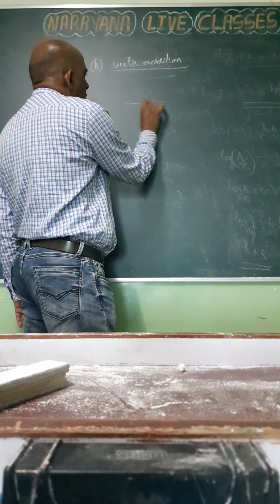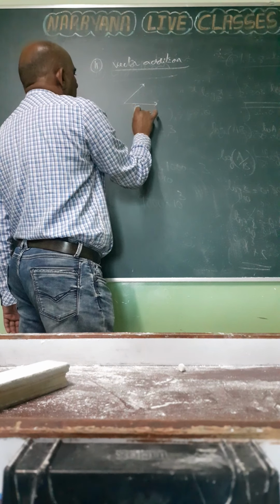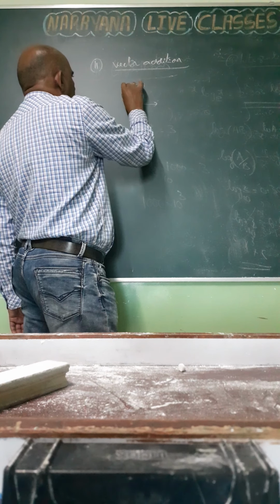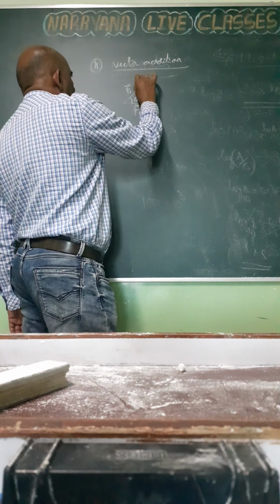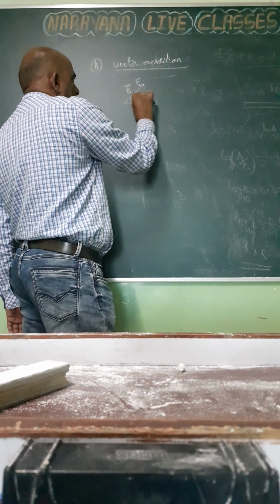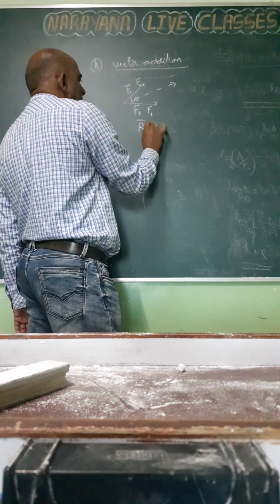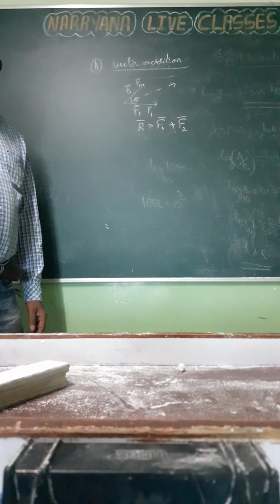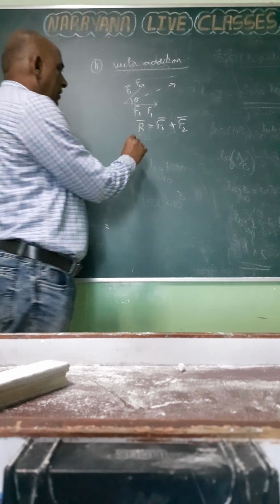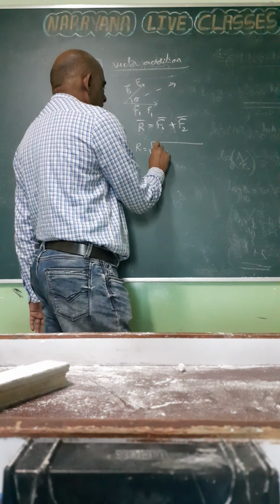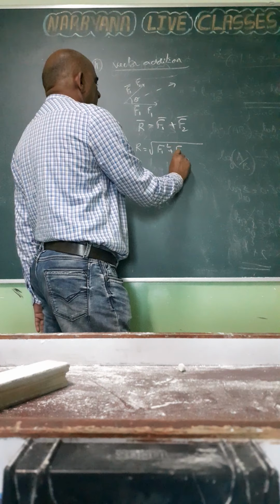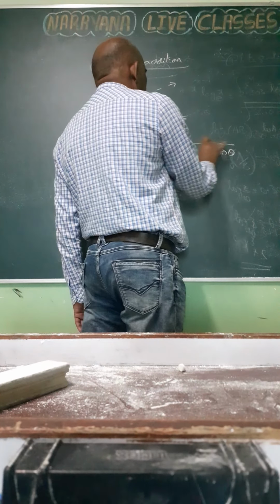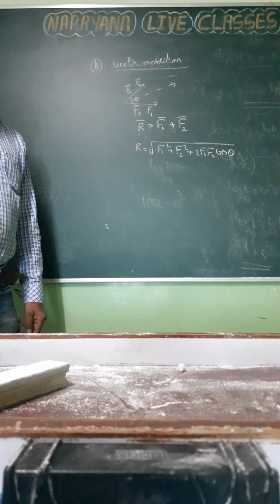Suppose there are two forces F1 bar, F2 bar, with angle theta between them, and magnitudes F1, F2. Therefore, the resultant R bar is equal to F1 bar plus F2 bar. This is addition of vectors. What is the magnitude of the resultant? R is equal to root of F1 square plus F2 square plus 2 F1 F2 cos theta. This is the magnitude of resultant formula.